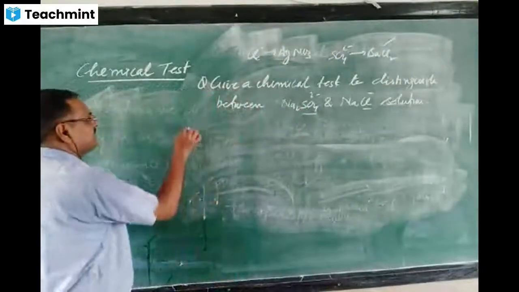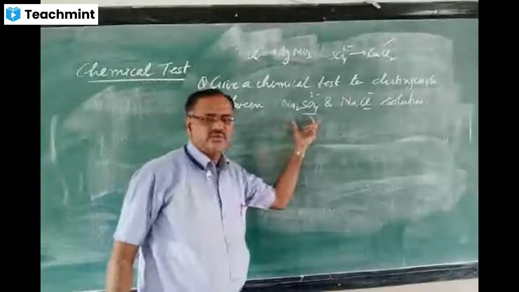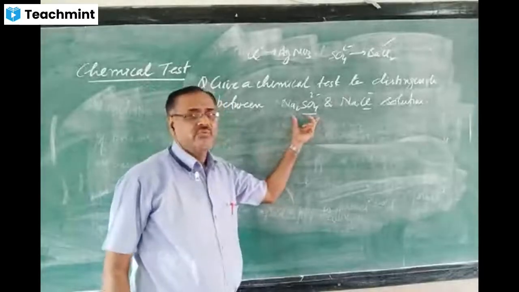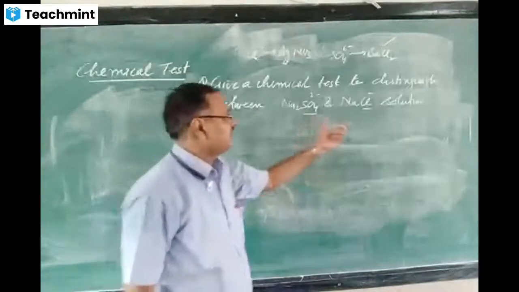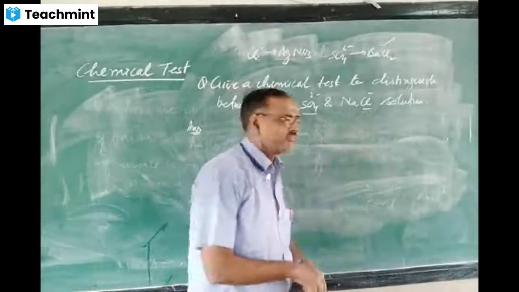So just to see the answer, what is the answer here? First you listen, then I will write. When barium chloride solution is added to sodium sulfate, a white precipitate is formed. But when barium chloride solution is added to sodium chloride, no precipitate is formed.